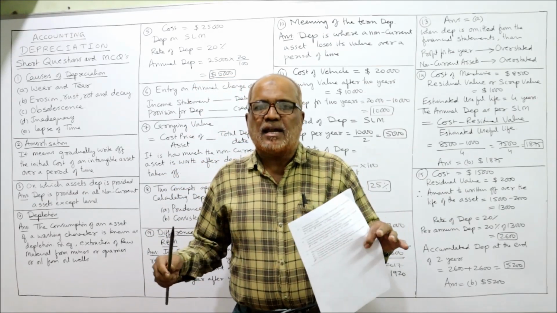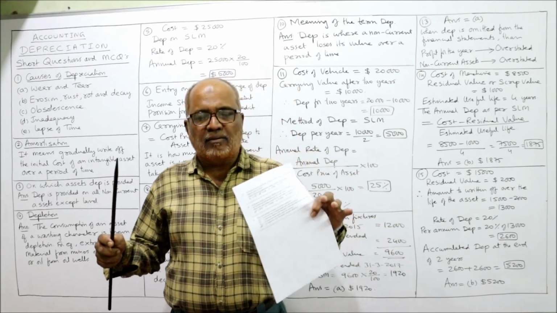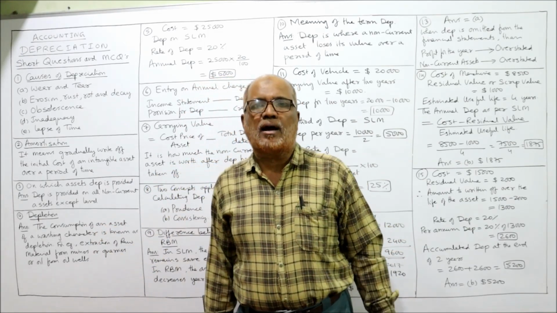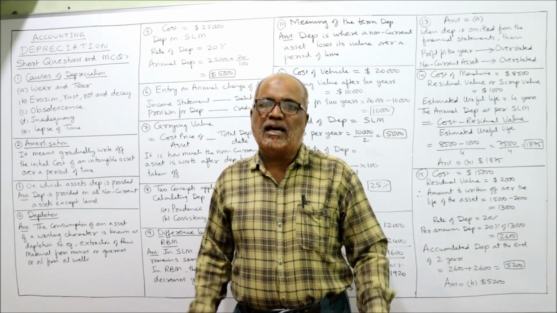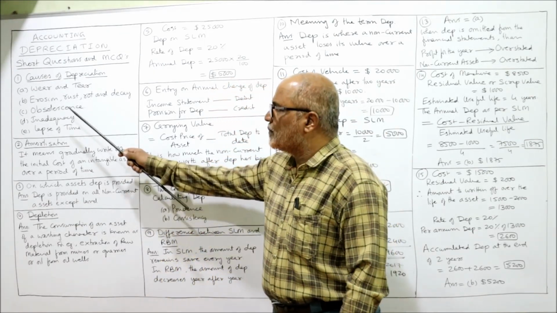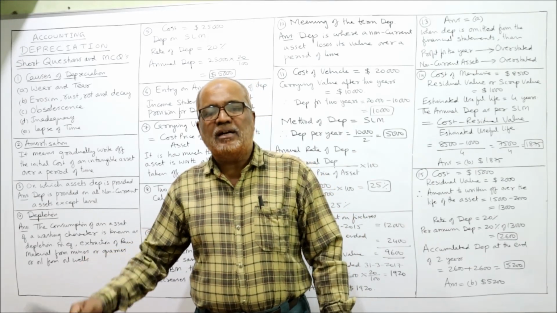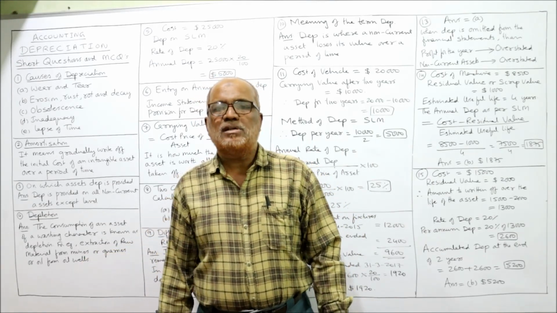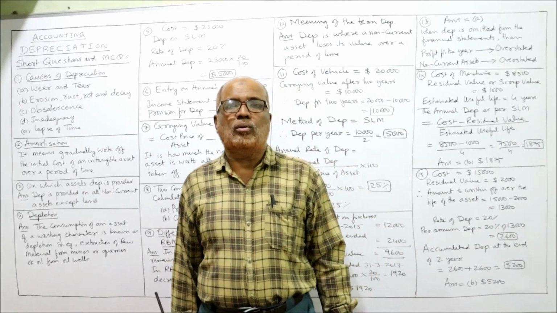Because the assets are exposed to nature, the value of some assets may decrease on account of evaporation, rust, decay, etc. This is also one of the reasons for depreciation. Obsolescence, outdated. Due to advancement in technology, some non-current assets may become outdated. The value will come down.